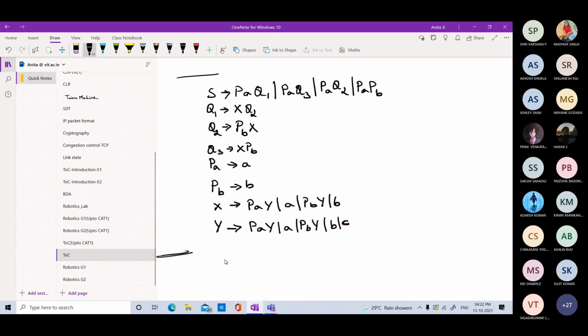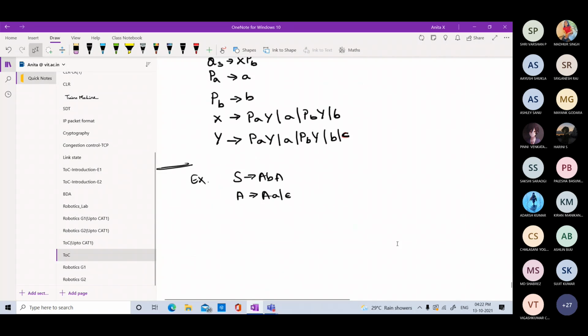Let me give you one more simple question, right? S derives A, B derives D or epsilon. Let me give you 3-4 minutes more, please, to finish it off and then we can see the solutions.